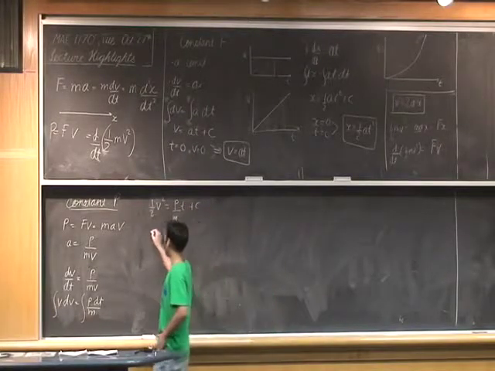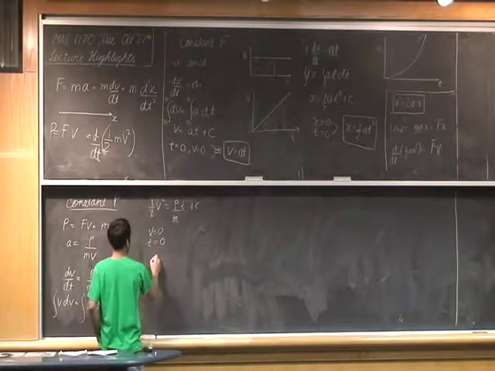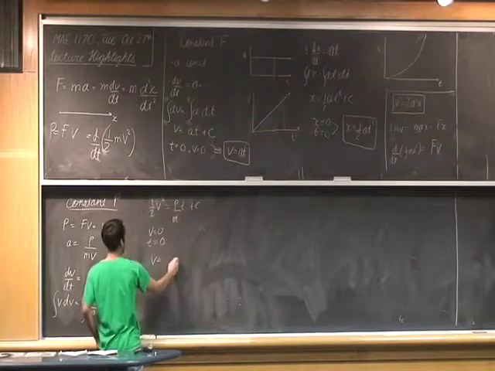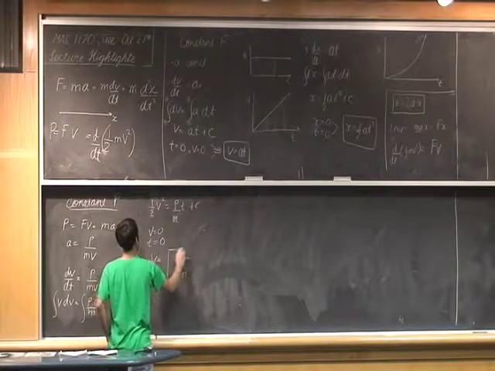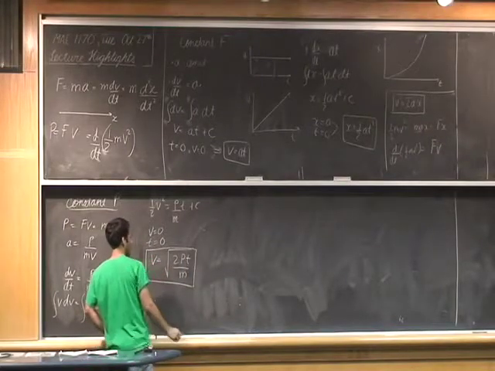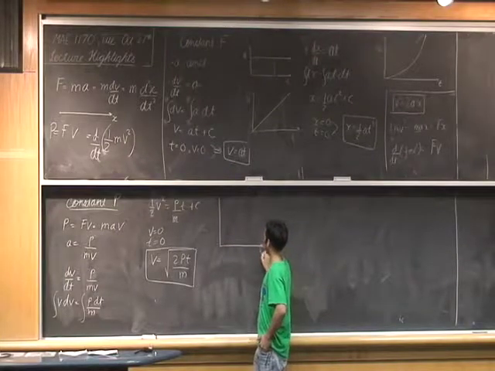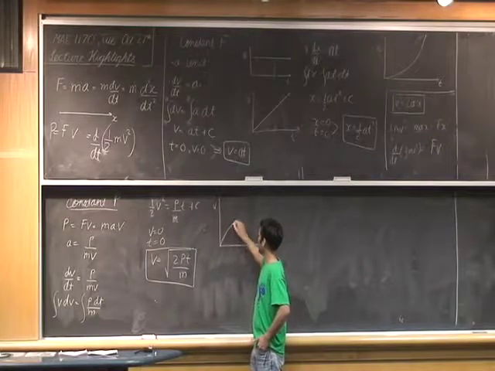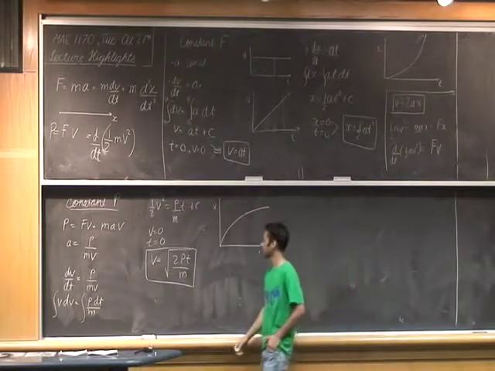And if we use the initial condition that v equals 0 at time t equals 0, by rearranging this expression, c is 0 and 2 goes on that side, 2pt over m is v squared. Velocity is given by this expression. And how does that look on a graph? At time t0, velocity is 0 and it's increasing with time. This is another kind of parabola.